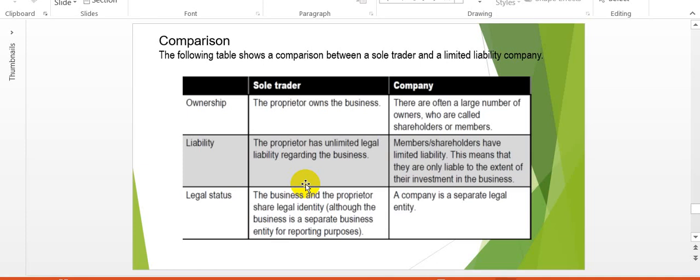Let's now make a comparison between a sole trader and a limited liability company. We'll start with ownership. The sole trader is the proprietor and he owns their business, but the ownership in a limited company is often a large number of owners who are called shareholders. They just buy a percentage or a number of shares in that company.